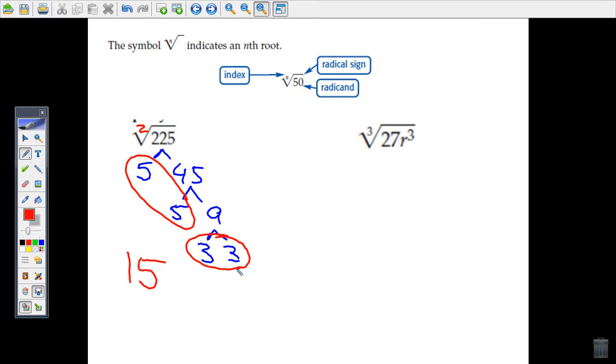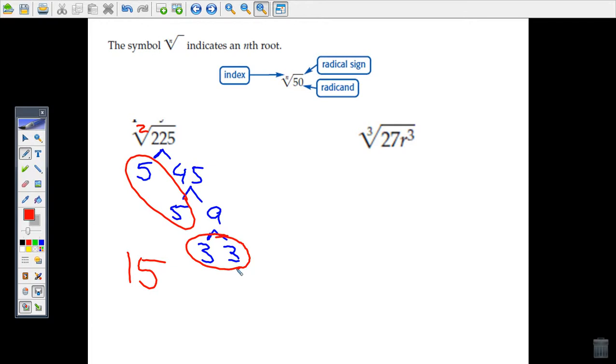So now let's look at the problem on the right. What is different about this one just from the get-go? Let's use the vocabulary that we learned. The radicand is different, and more importantly, the index is different. On the problem on the left, when the index is 2, we are looking for pairs. When the index on the right is 3, we're not looking for pairs. We're looking for triplets.